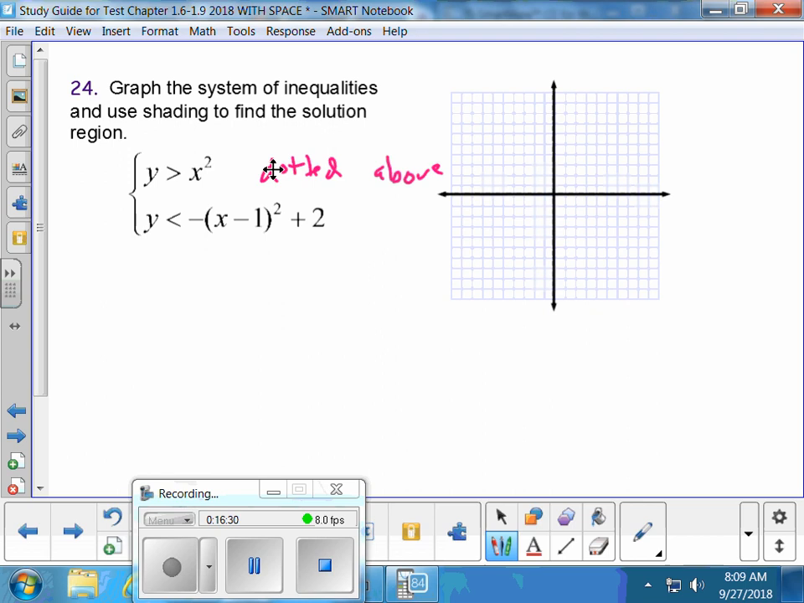What about this one? Dotted or solid line? Okay, so both can be dotted. And then shaded up above or shaded down below? Down below, because I would read it to the class, y is less than, blah, blah, blah. All right, let's type it all in. I'll pause the video while I go do the typing.